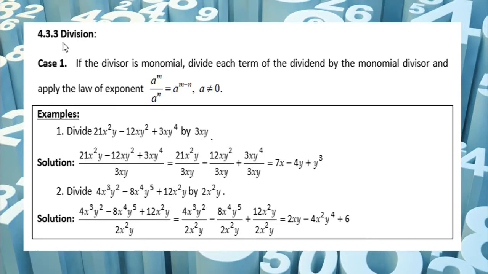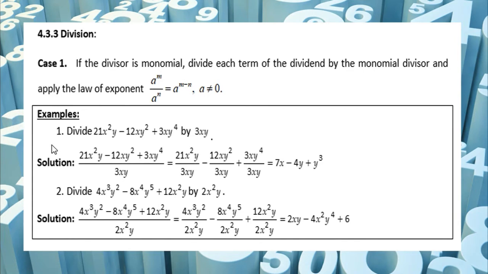Okay, let's go to division. We have here cases. Let's go to case 1. If the divisor is monomial, divide each term of the dividend by the monomial divisor and apply the law of exponent. A to the power of m over a to the power of n is equal to a to the power of m minus n, where a is not equal to 0. So again, pag ingani siya nga case, i-minus na to siya, diba, ang exponents.